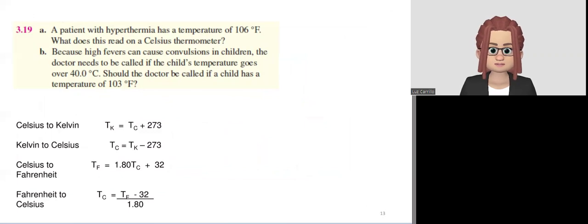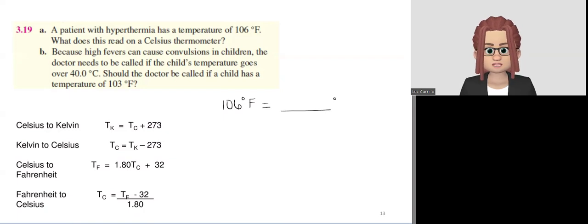It states, a patient with hyperthermia has a temperature of 106 degrees Fahrenheit. And this is the shorthand for Fahrenheit. What does this read on a Celsius thermometer? So overall, this word problem is stating that if I have a thermometer that reads 106 degrees Fahrenheit, what we're trying to find out is what would it be if my thermometer now is in Celsius? So we need to find a conversion.